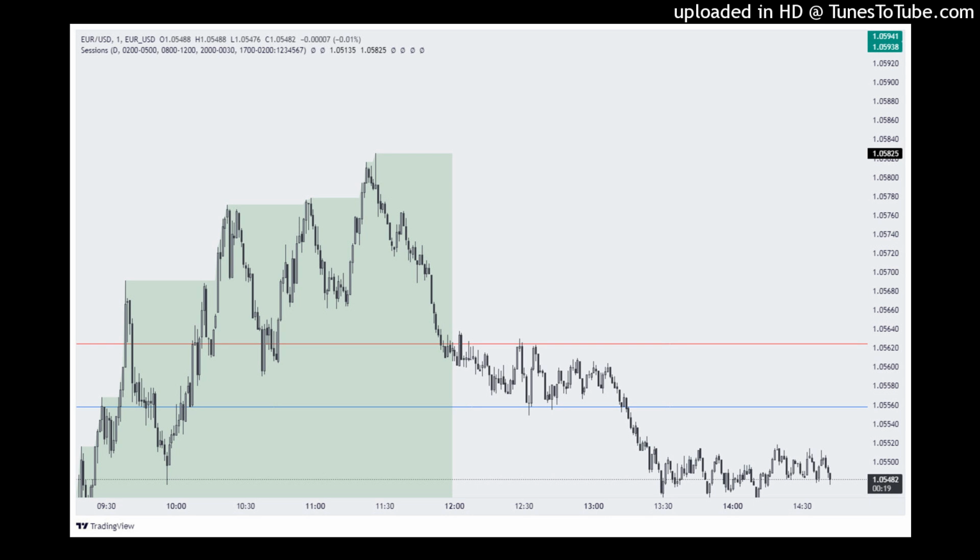But that is why it's very important. Yes, you also need to take into account the monthly. Yes, you need to take into account the weekly. Yes, the daily. Yes, the 4 hour. Yes, the 1 hour. Yes, the 15 minutes. But it's all going to make sense, so don't worry. So right here, why did that daily fair value gap not hold?